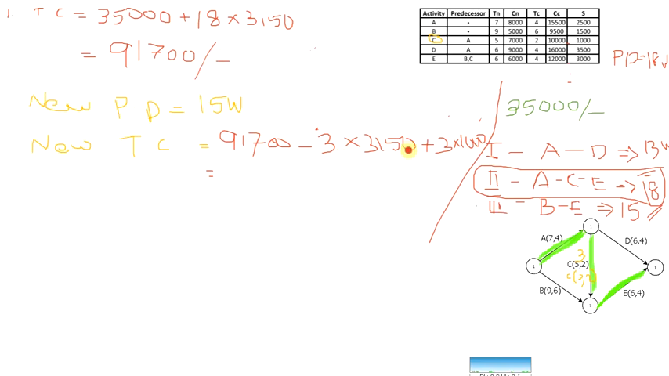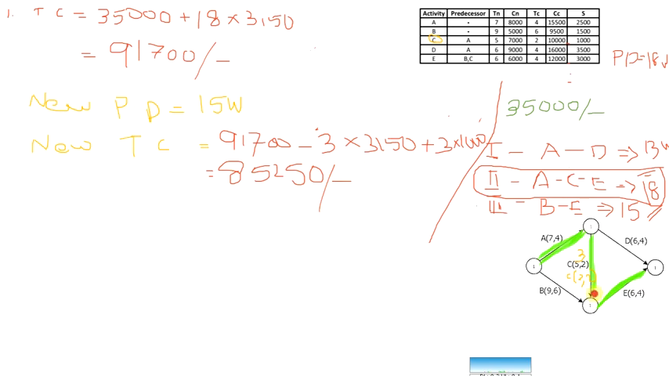So this will be the new total cost of the project when we crashed activity C by 3 days, and the total duration of the project also has reduced by 3 weeks, and the new project duration is 15 weeks. Okay, so 91700 minus 3 into 3150 plus 3 into 1000 equal to 85250. That is the new total cost, 85250. So the cost has reduced by crashing activity C. It is good for the company to reduce the cost.